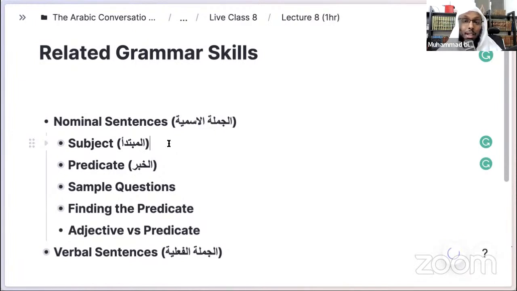If I say, for example, the teacher's book, I haven't said anything about it yet, but I've defined what book I'm talking about. I'm talking about the teacher's book, not the student's book. So adjectives, mudaf, mudaf ilayh, these sort of things, define the subject even more.